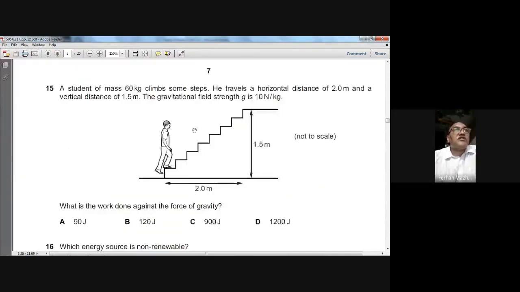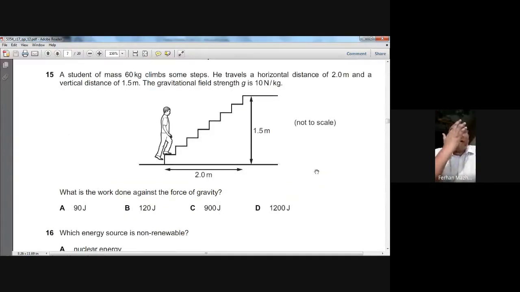Okay, on your screen we have question number 15. A student of mass 60 kg climbs some steps. He travels a horizontal distance of 2 meter and a vertical distance of 1.5 meter. The gravitational field strength g is 10 Newton per kg. What is the work done against the force of gravity? You know, work done against the force of gravity is equal to the gain in the potential energy. And the formula for the gain in the potential energy is mgh. H means the vertical height, m means the mass of the body.